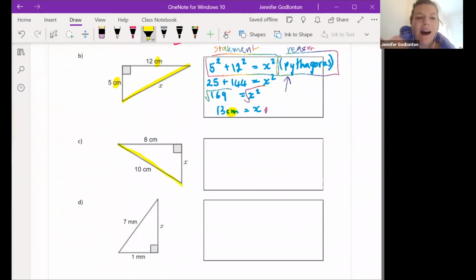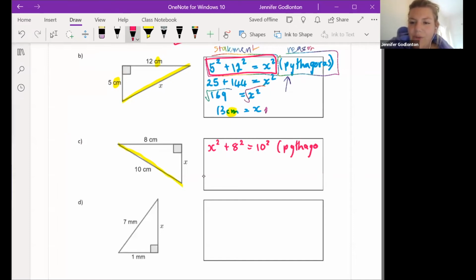Okay, so Nomaza, if you had to write this as a sentence, thinking about how we wrote these statements over here, how would I write C as a statement? You'd say 10 squared is equal to 8 squared plus x squared, and then write Pythagoras as your reason. Perfect. x squared plus 8 squared is equal to 10 squared, Pythagoras. Beautiful. 100%.